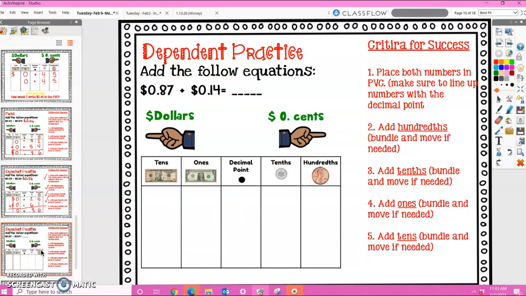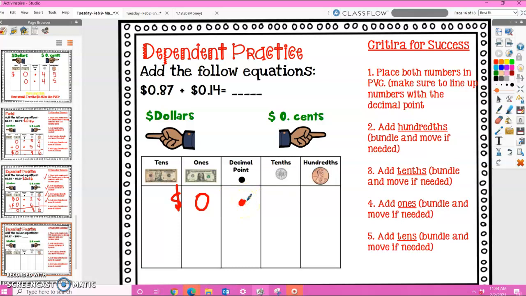So the next one is the same thing, same steps. 87 cents plus 14 cents. First thing I'm going to do is put both of my numbers in my place value chart. Decimal, dollar sign, I have $0, so 0 ones because that comes right in front of the decimal.